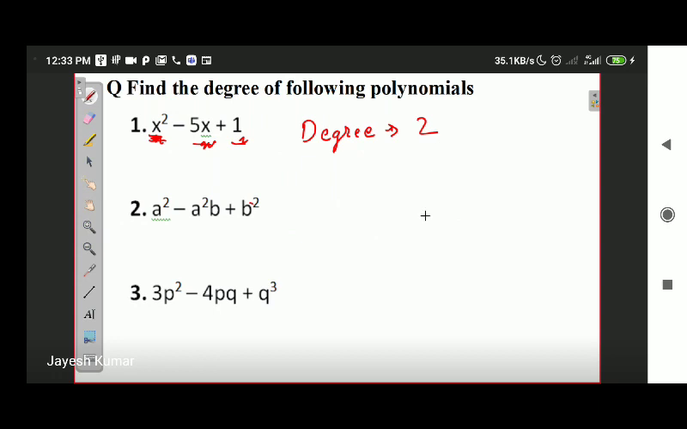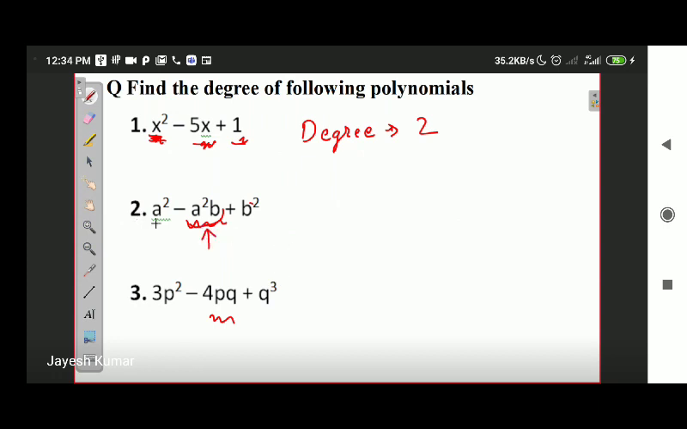Okay, let's see the second part. The second part is a bit tricky. For the first part and all the examples that we have used earlier, we had only a single variable, or there were no variables being multiplied with themselves. But in the second and third questions, in the middle parts, variables are being multiplied. In the second part, a^2 and b are being multiplied. In the third part, p and q are being multiplied. So we need to focus on this multiplication part more.